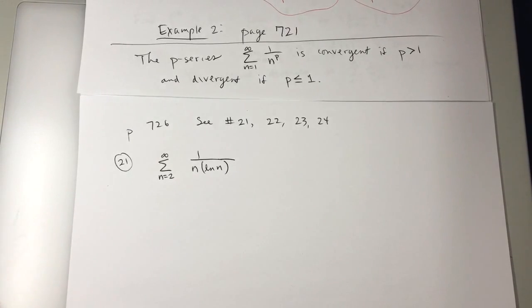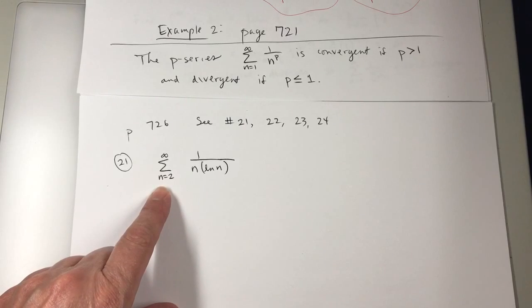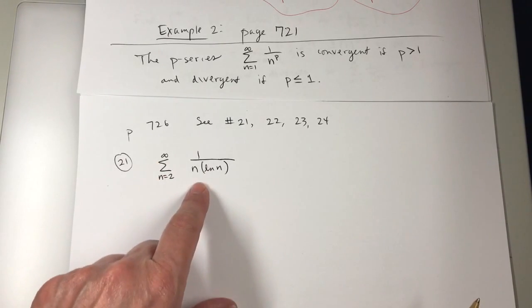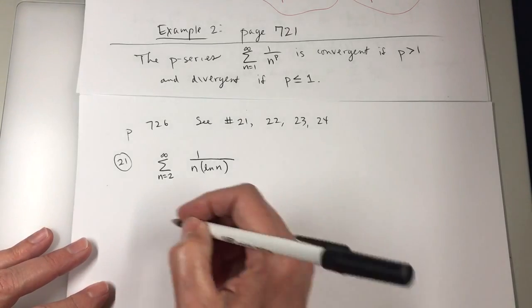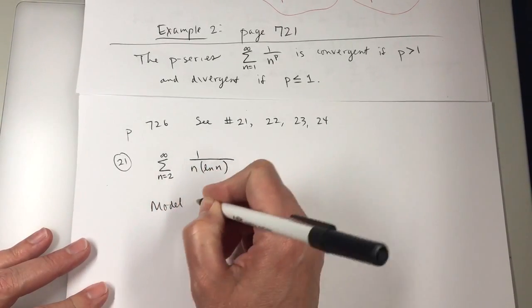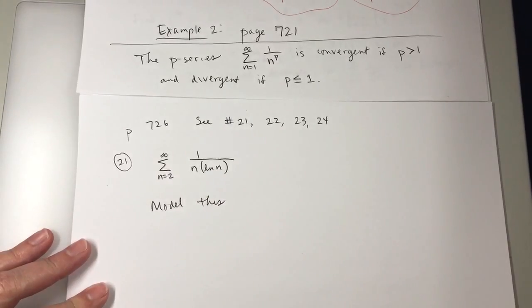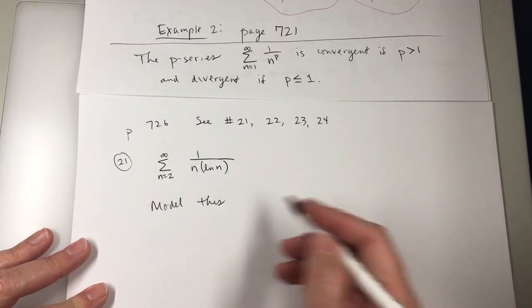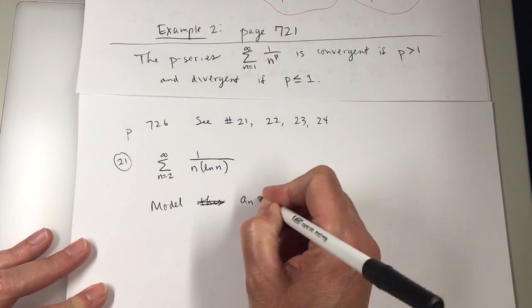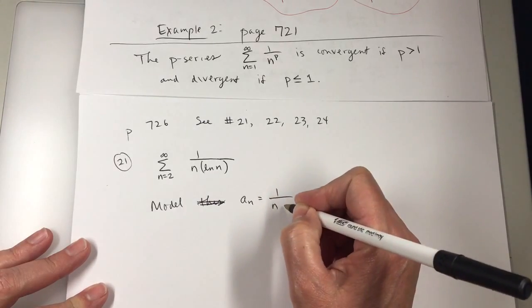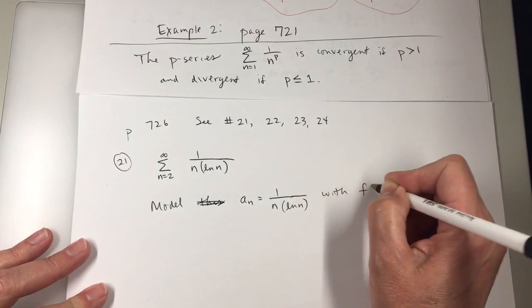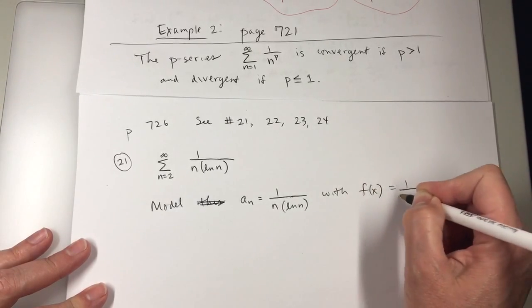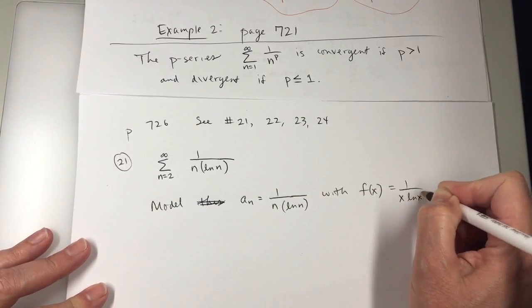All right, so here's a problem we'll do, and I'm looking at the series: the sum as n goes from 2 to infinity of 1 over n times the natural log of n in the denominator. And I want to model this. I'm going to model a sub n, which is 1 over n times the natural log of n, with f of x equal to 1 over x times the natural log of x.